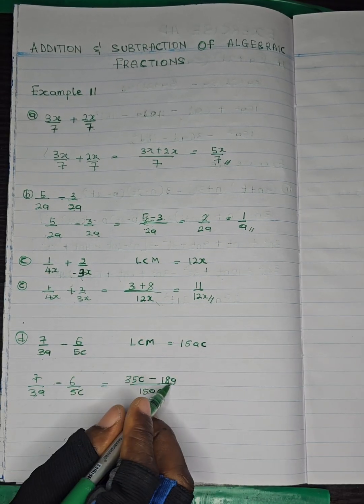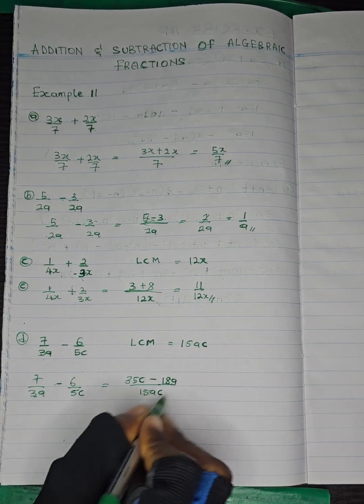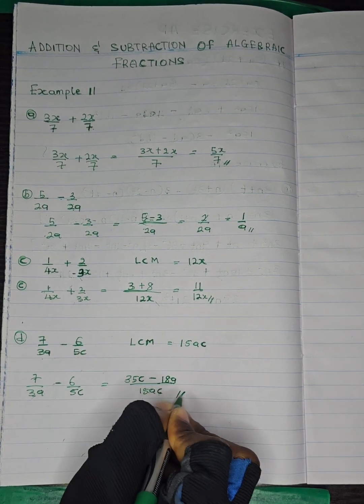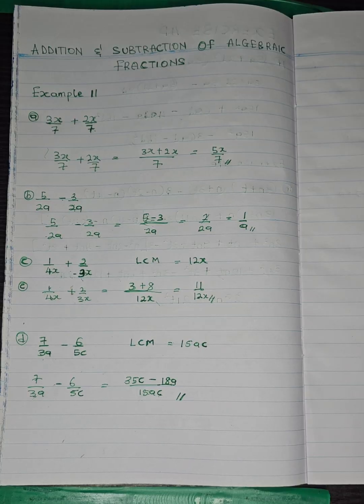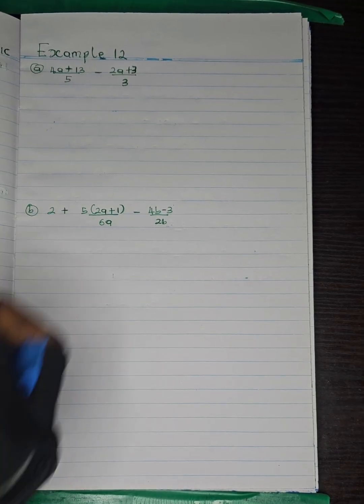So as you can see, this cannot be subtracted from this because this is C, this is A. So our answer still remains in this form. This is our final answer. Hope we are understanding it. So let's go to the next example. So let's go to example 12.